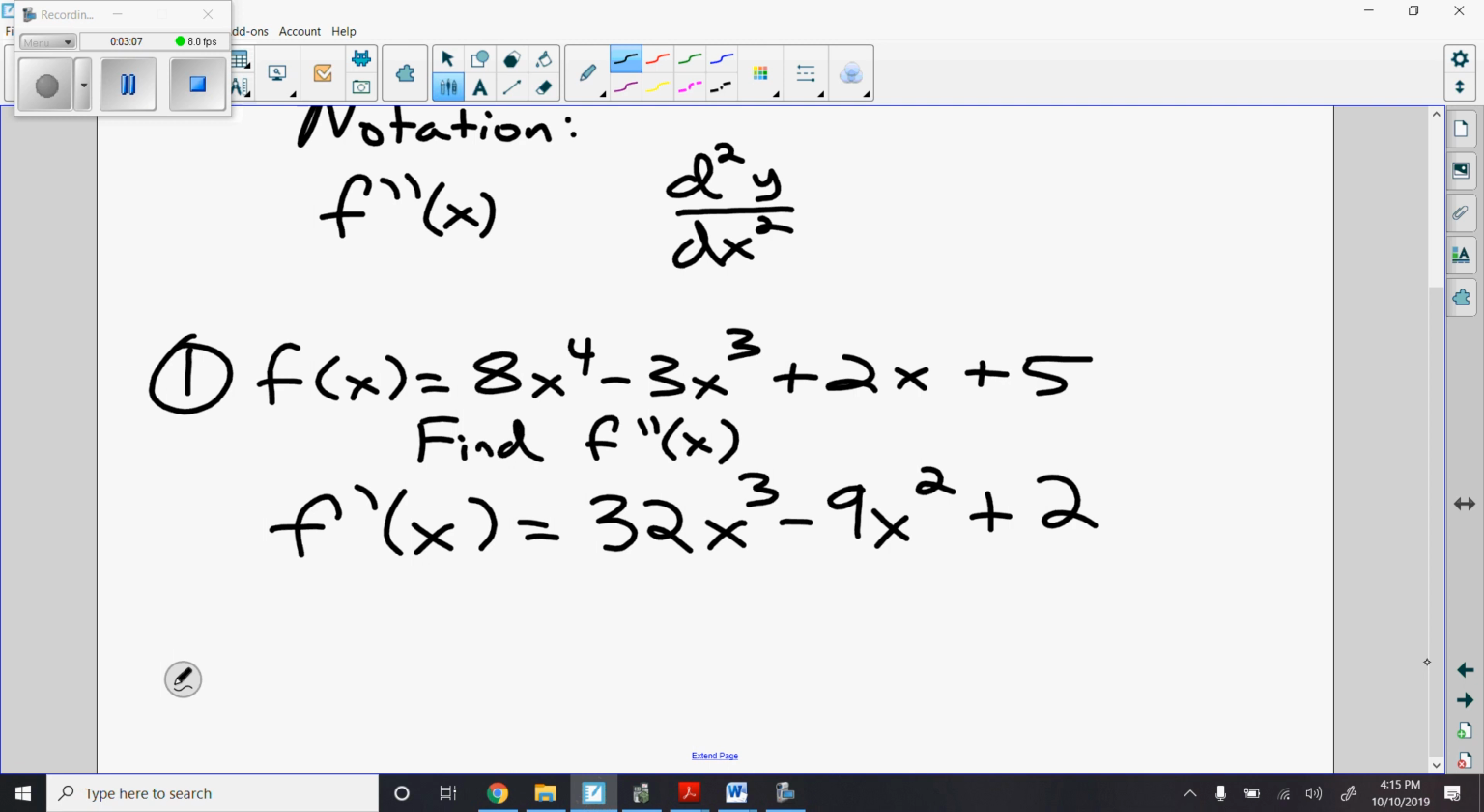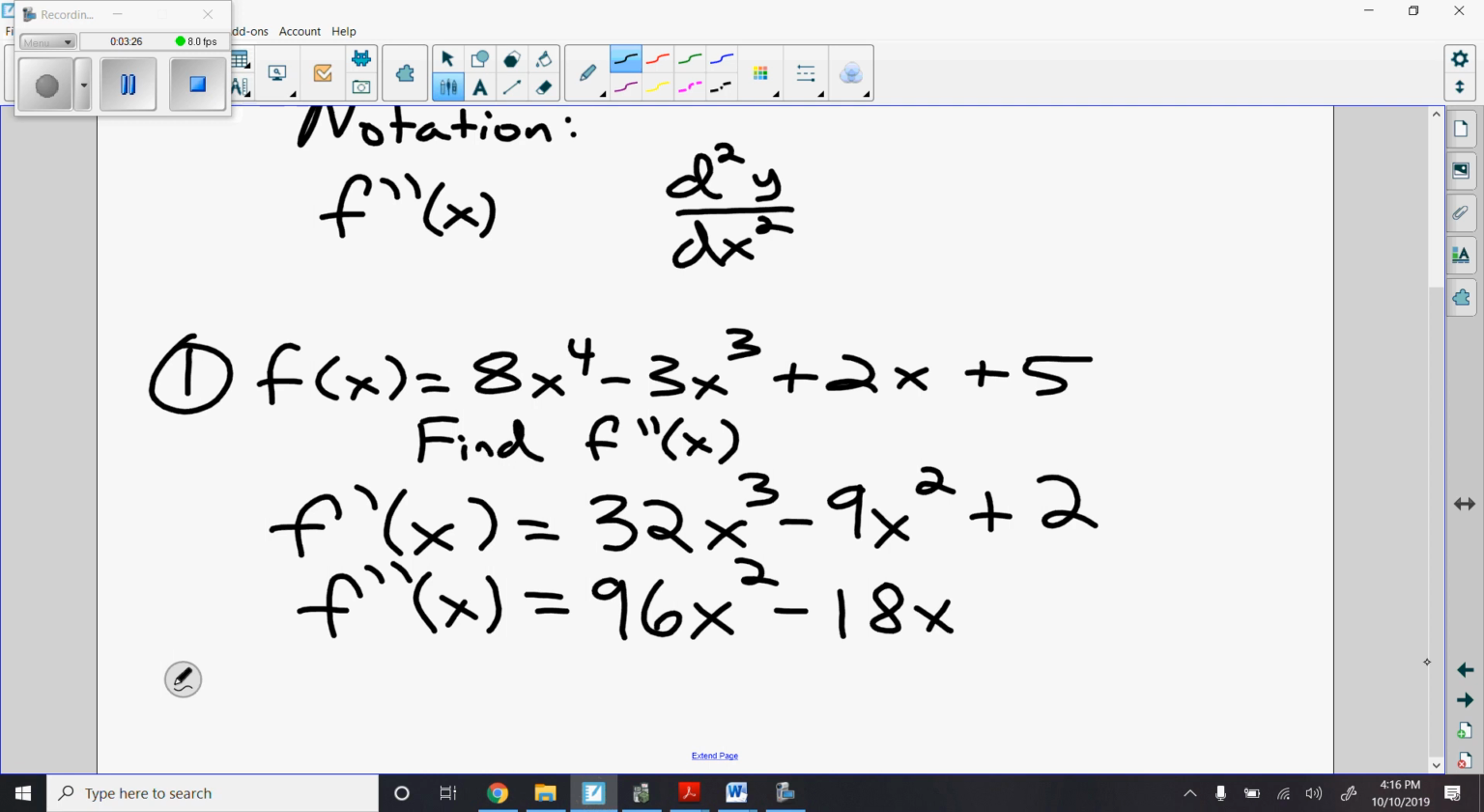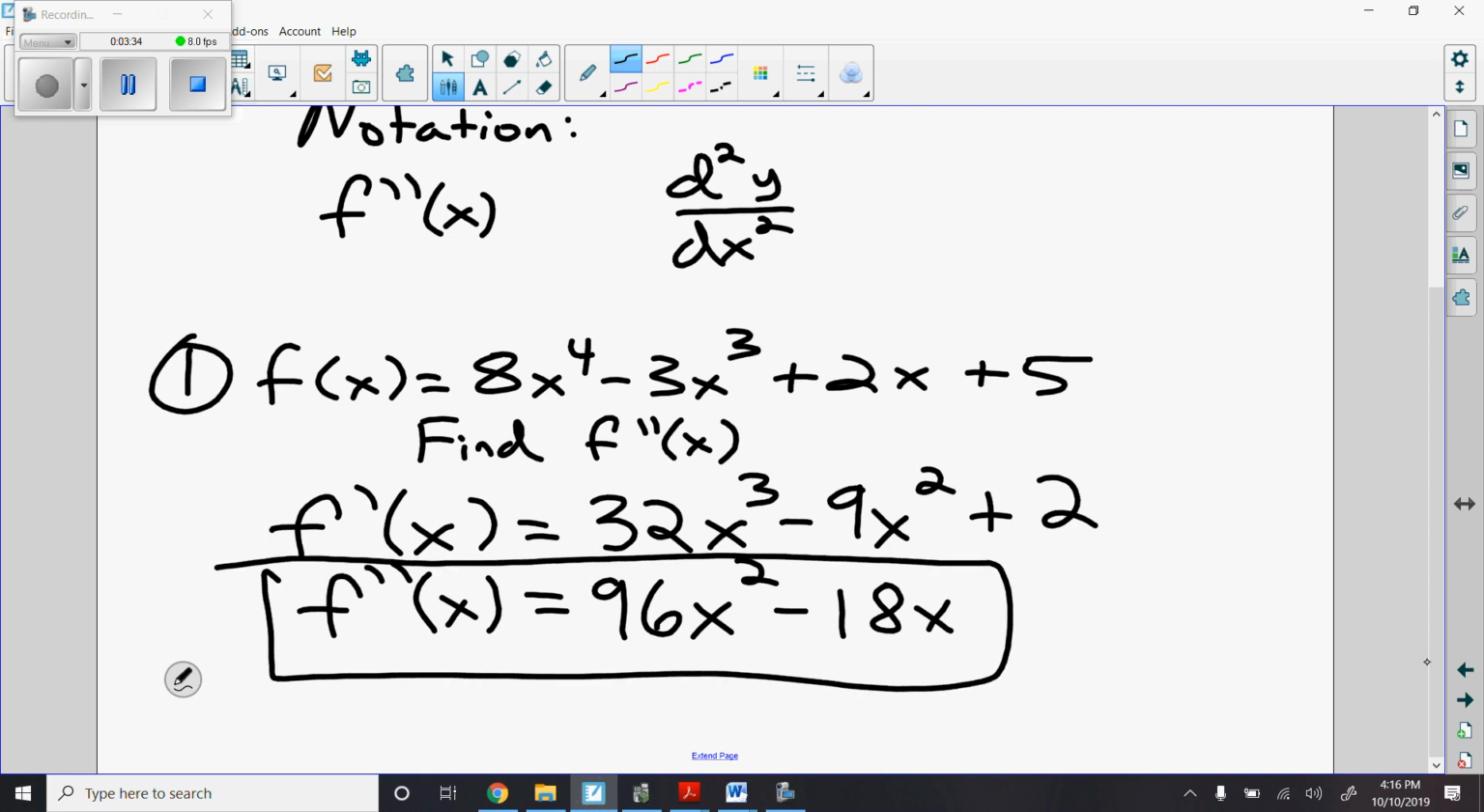That's f prime of x. And I'm just going to do the derivative one more time to find f double prime. And 3 times 32 is 96. So we get a second derivative answer of 96x squared minus 18x. So with polynomials, this is pretty easy, okay? And really, if I ask you to find the third or the fourth or the fifth derivative, you can just keep doing this and it will come out eventually. It can also be a little bit harder too, so let's take a look at one of those.